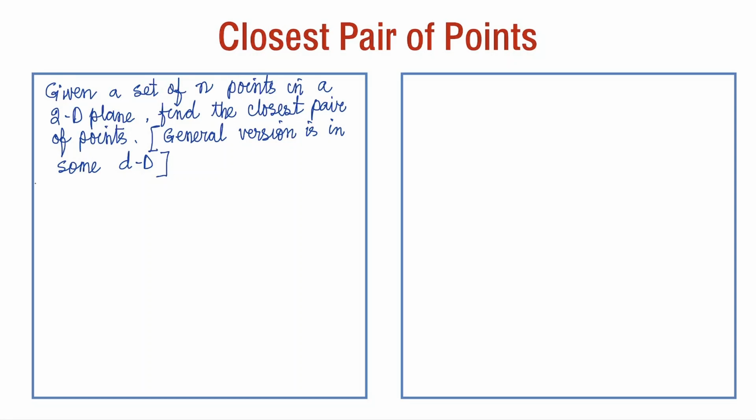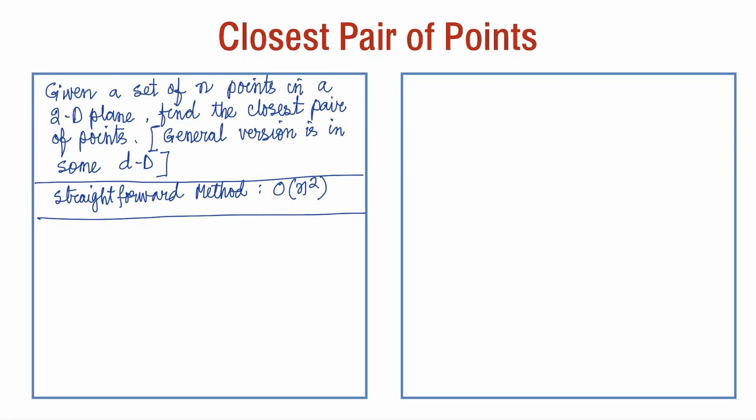Obviously, if this is the problem statement, there is a very easy way of order n squared comparison. So the straightforward method is an order n squared algorithm, where we compare everybody with everybody else, find the distance, etc.